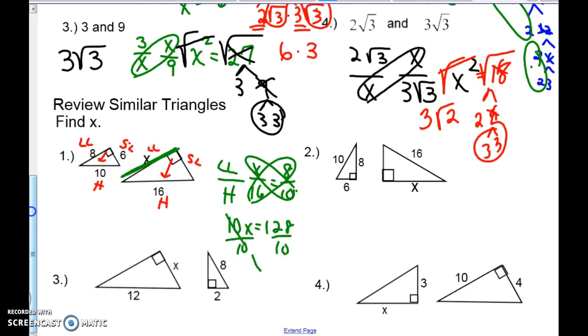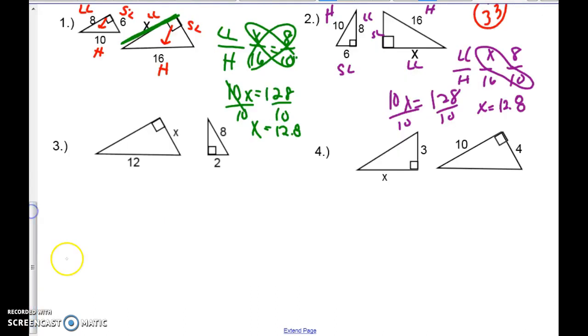Divide by 10. So x is 12.6. Try number 2. On number 2, what we realized is that it was the exact same problem as number 1. They just rotated those triangles so they look different.